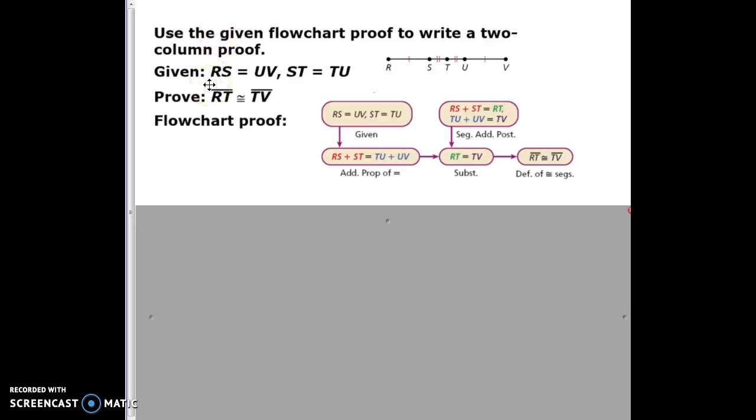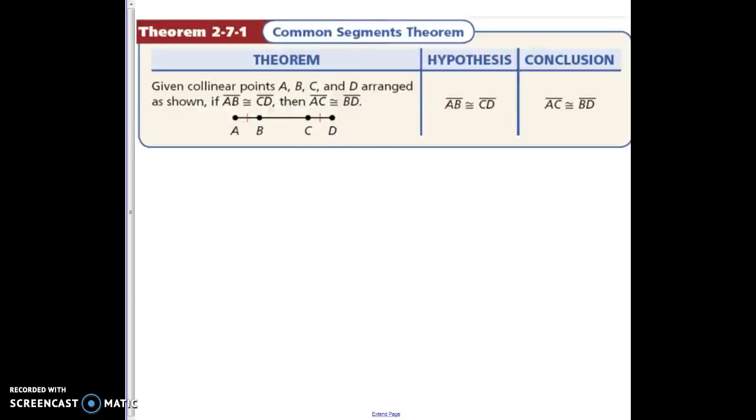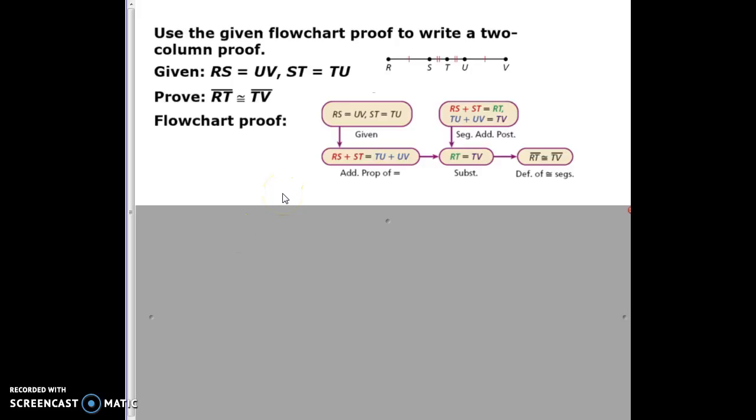So here's another one, another example, and what you're going to try to do here is you're going to try to prove the common segment theorem that we looked at earlier. So good, pause the video, try this out. Given this picture, can you make a two-column proof? All right, here you go.